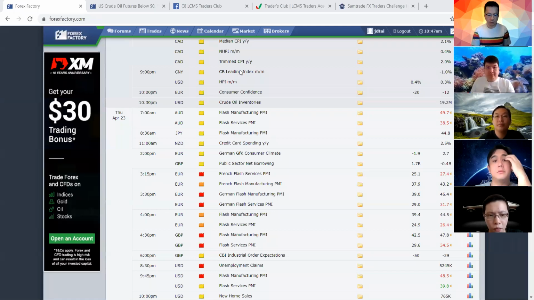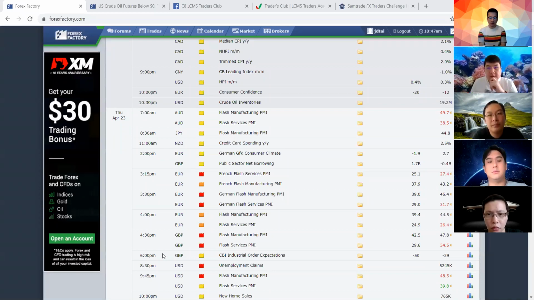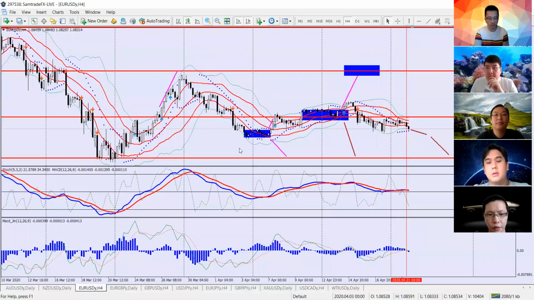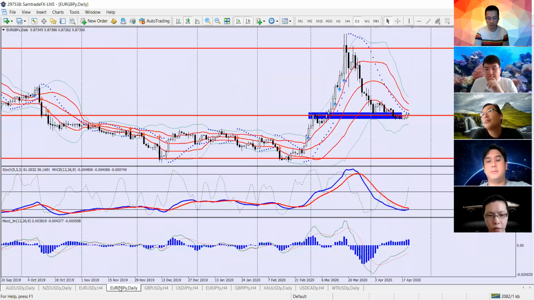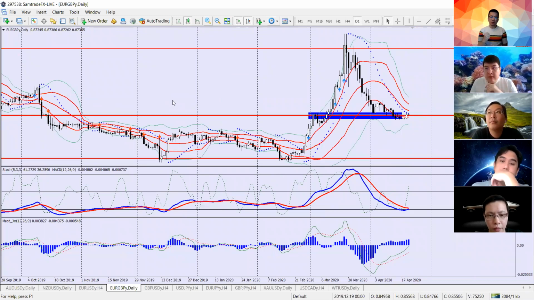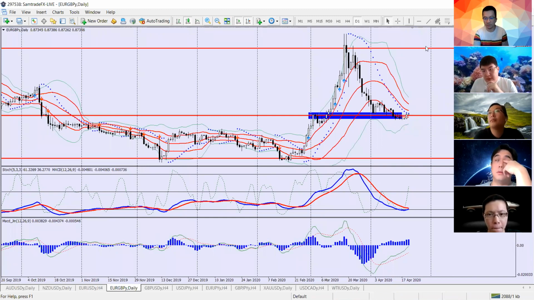So that's the euro. Quite straightforward. I think we have seen what could happen in the euro. Let me just jump back to the chart again. I'm jumping between the charts and the Forex Factory quite a bit. You're looking at euro pound, okay? Euro pound, last week I told you guys that euro pound is not going to do much until, but it's something that we want to pay a lot of attention to.